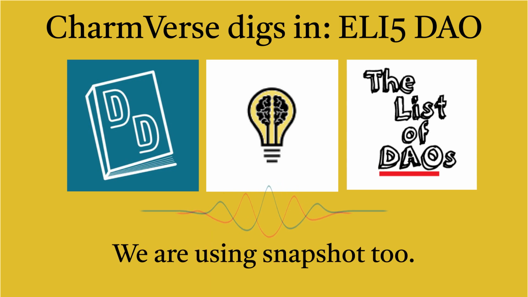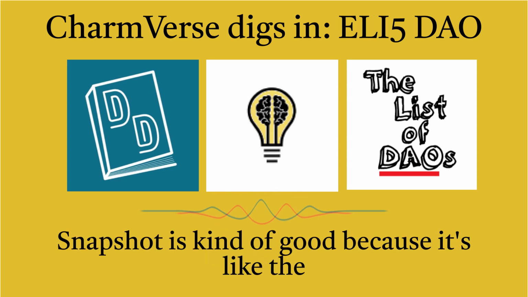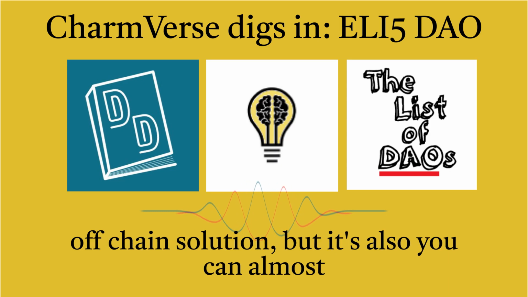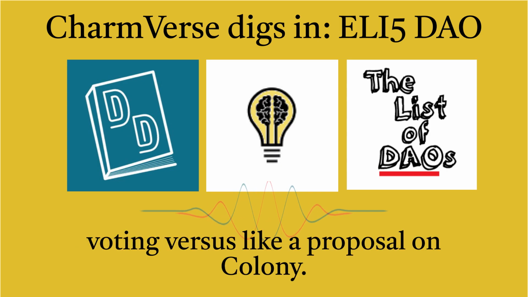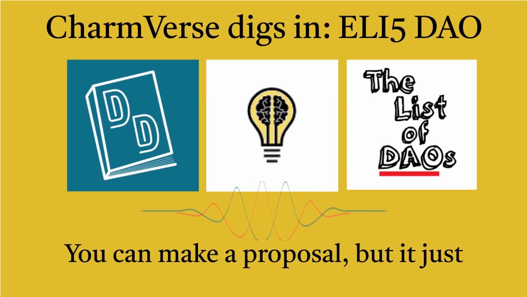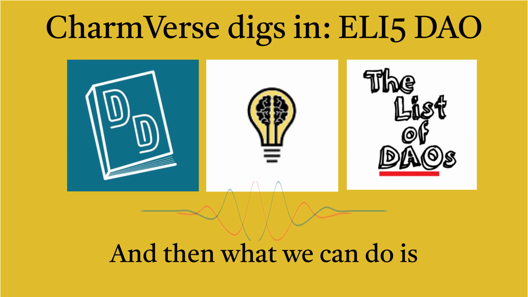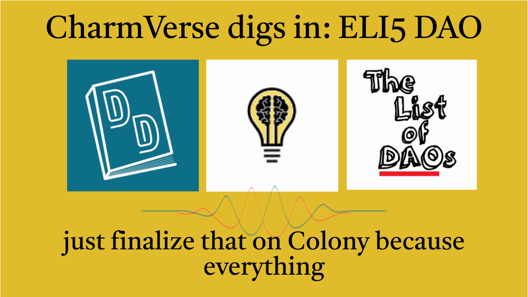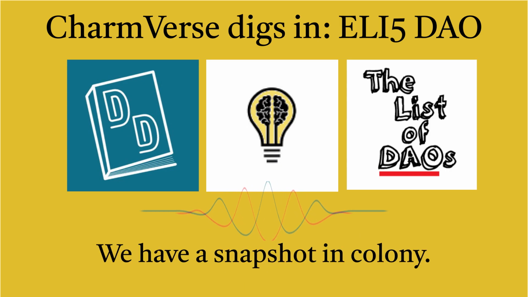We are using Snapshot too. We've integrated that. Snapshot's good because it's the off-chain solution, and you can almost do ranked choice voting, where DAO members put all of the DAO tools they're interested in and we rank choice vote them, versus a proposal on Colony. You can make a proposal there, but it flows a little better on Snapshot, and then we can finalize that on Colony, because everything on Colony goes to the blockchain. So yes, we have both Snapshot and Colony.